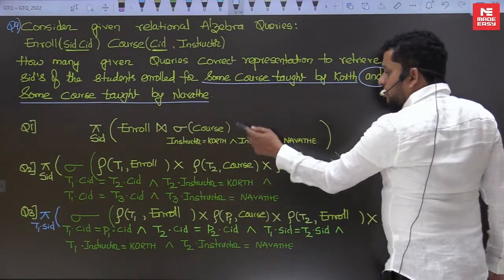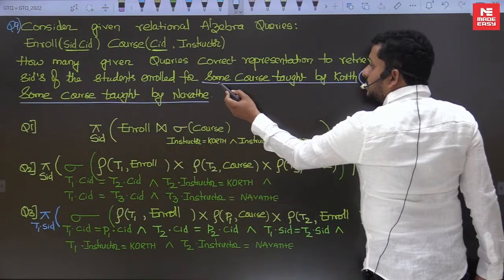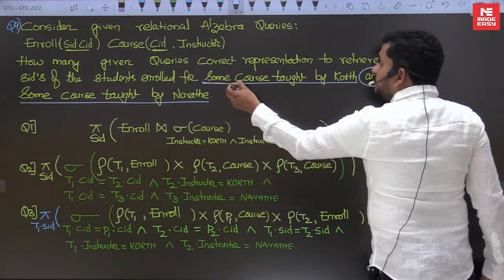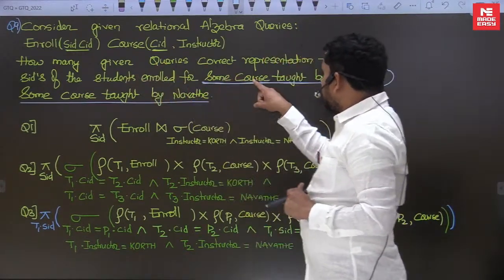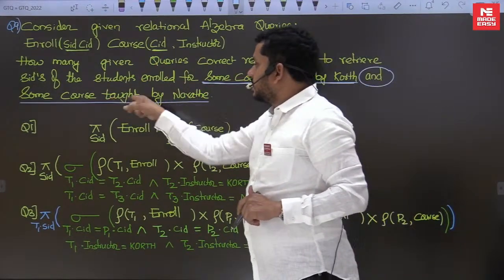So out of these three queries, how many queries are correct for retrieving SIDs enrolled for at least one Korth and at least one Navate?